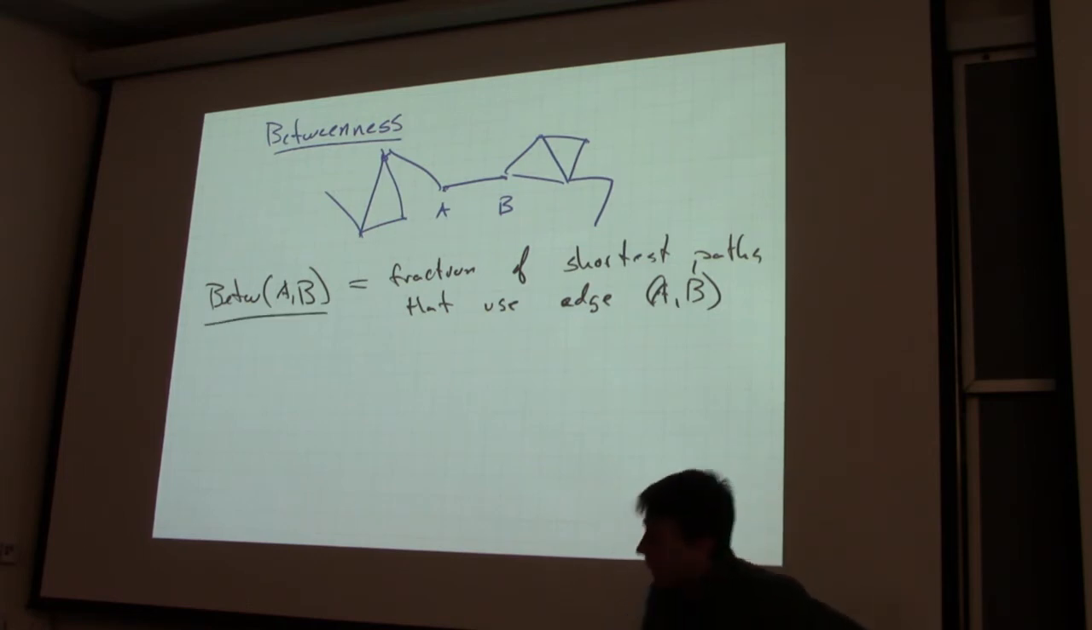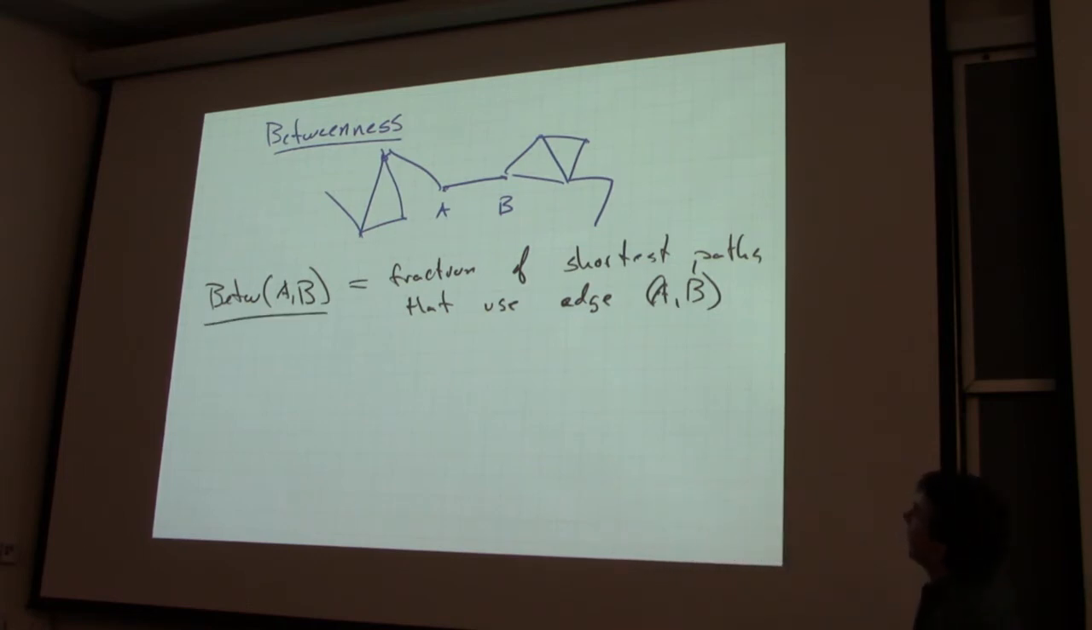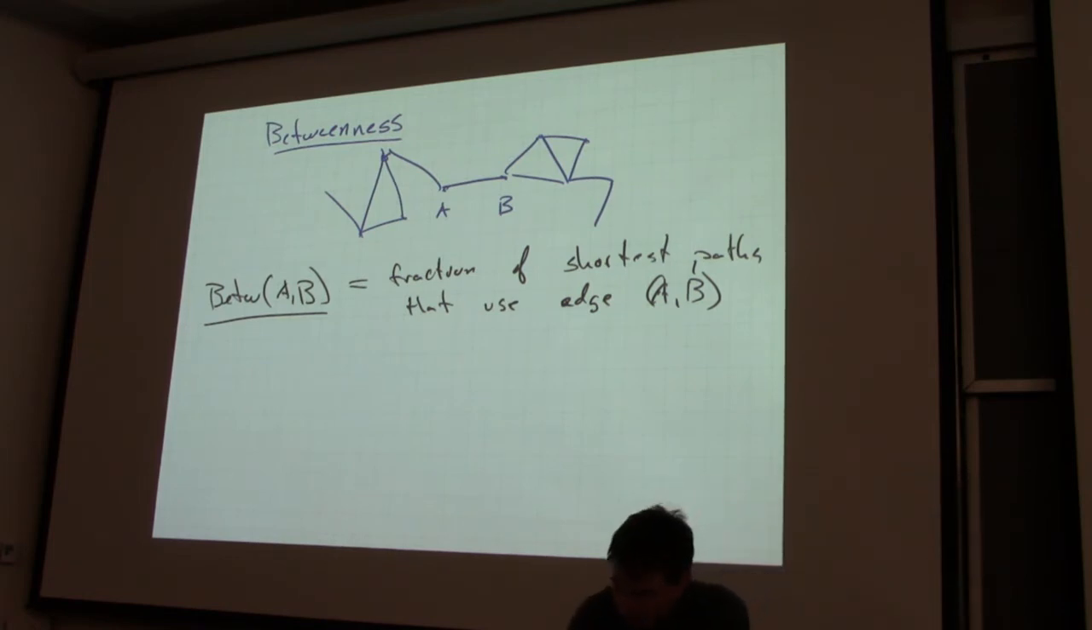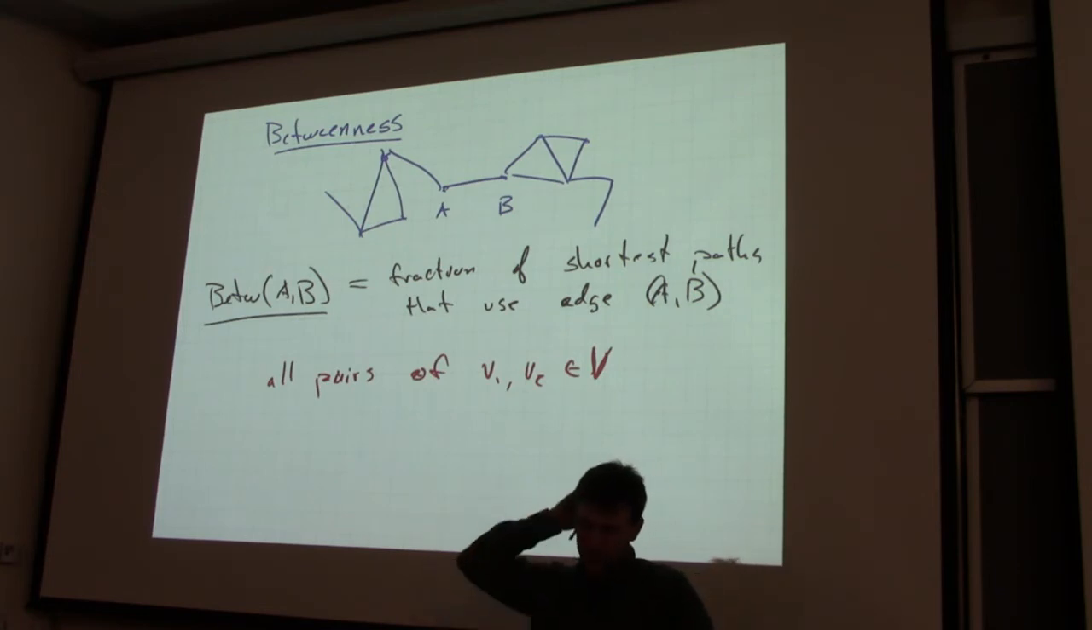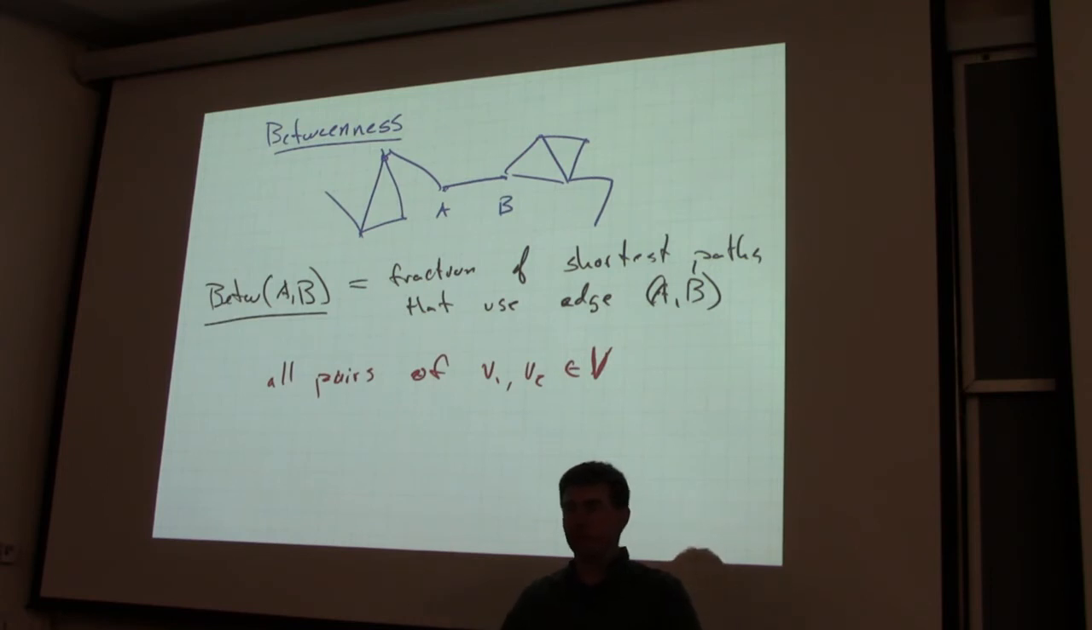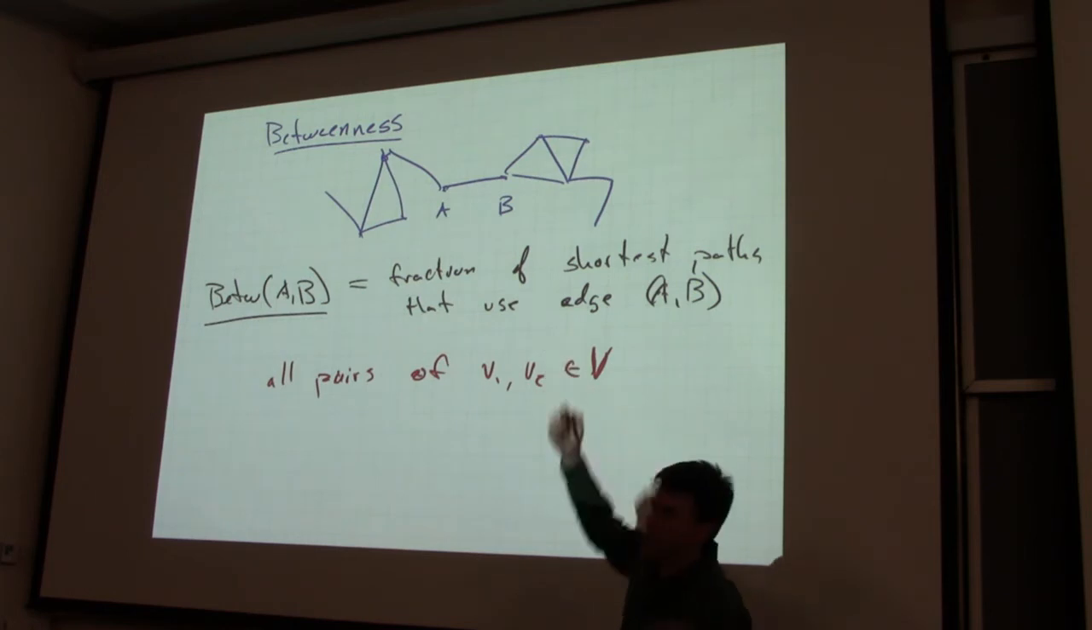Okay? So how do I think of the fraction of the shortest paths that use edge A, B? I look at all pairs of the vertices V1, V2 in the vertex set. Usually I assume the graph is connected. Otherwise, if I can't get from V1 to V2, then there's no shortest path. It definitely does not go through edge AB.